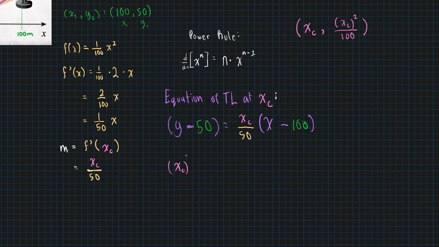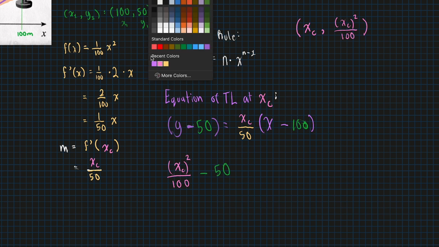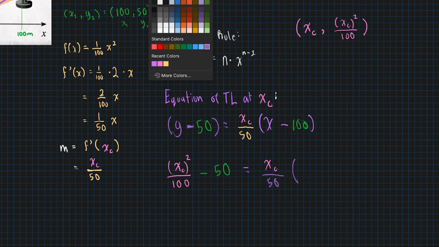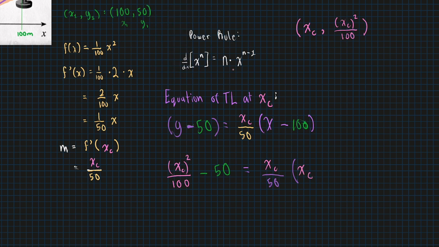X sub c squared over 100. We can't forget the minus 50. And that is equal to, I'll do it without the brackets for now, x sub c over 50 times x sub c for our purple x minus x sub c minus 100, right? Because we still need this point 100 comma 50.